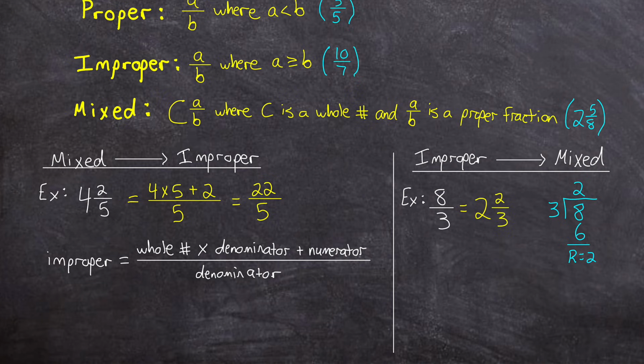And the rule I'm following to write that as a mixed fraction is I'm writing the quotient as the whole number of the mixed fraction. So in this case, my quotient was 2, so that becomes the whole number. And then the proper fraction that goes with that mixed number is the remainder over the denominator of the fraction. Since my remainder is 2, I put that over the denominator, which was 3, to get 2 and 2/3.